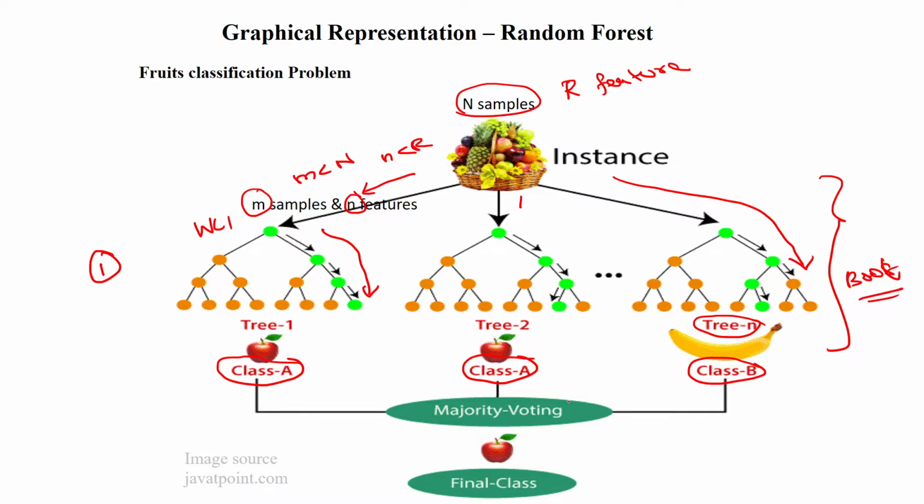Then we apply the aggregation approach, which is called majority voting. Among these three predictions, class A occurred 2 times and class B occurred 1 time. So sample number 1 is predicted as class A. That is the beauty of the random forest classifier.